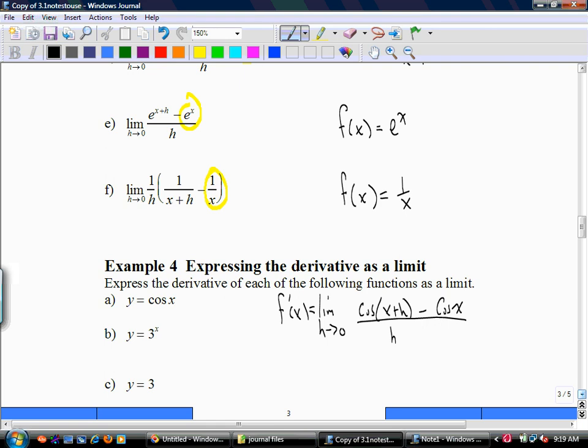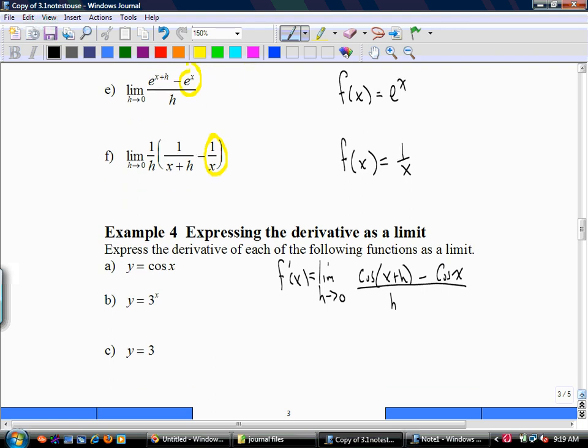I don't know. Let me check. I suspect. But I don't know. Let me look. B. Wait till the end of chapter 3. Y equals 3 to the power of x. It's the limit as h goes to 0 minus all over h.